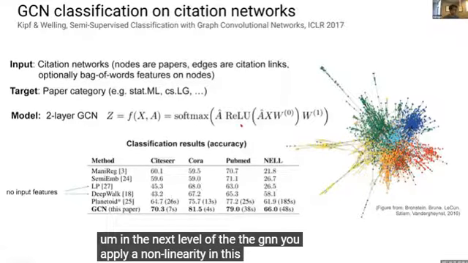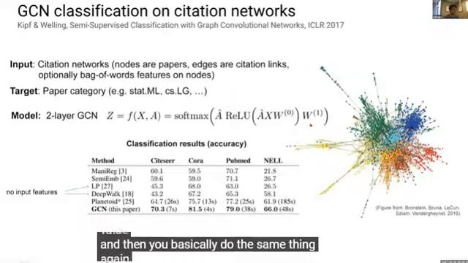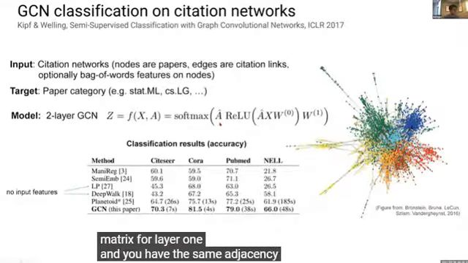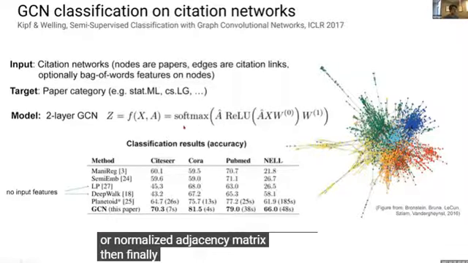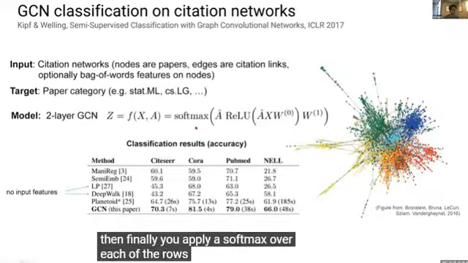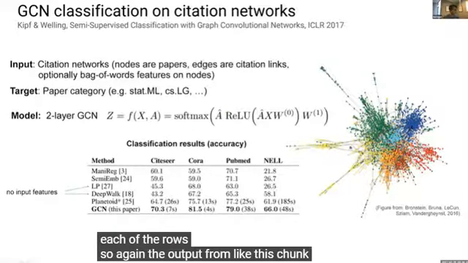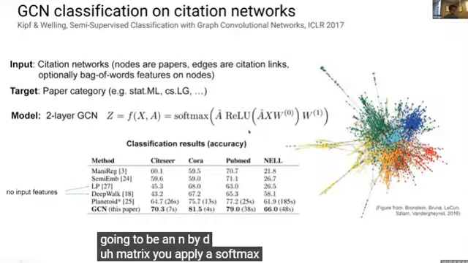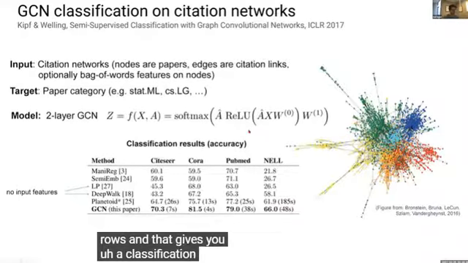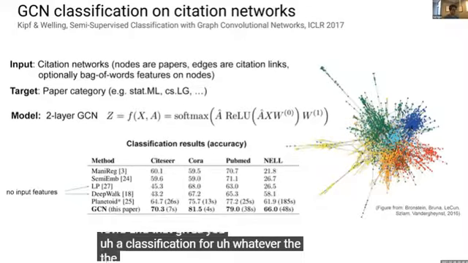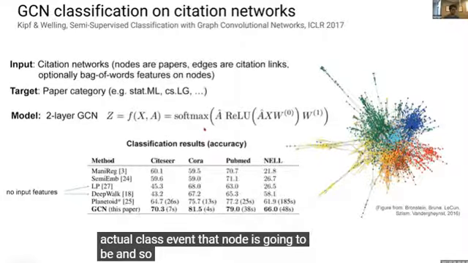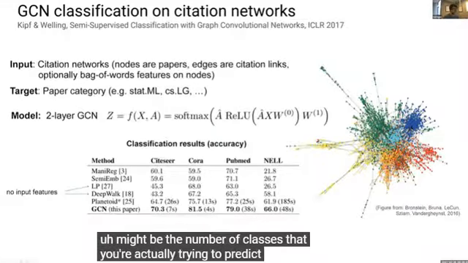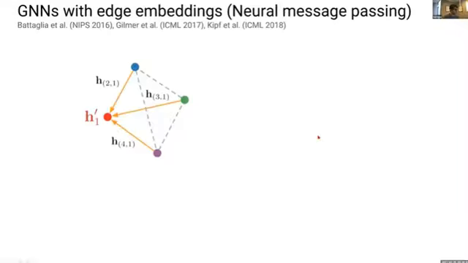You apply a nonlinearity, in this case a ReLU, and then you do the same thing again. You just have a different weight matrix for layer 1, and you have the same normalized adjacency matrix. And then finally, you apply a softmax over each of the rows. So the output from the chunk in the parentheses is going to be an N by D matrix. You apply a softmax over the rows, and that gives you a classification for whatever the actual class of that node is going to be. And so, in this case, the D at the end might be the number of classes that you're trying to predict over.